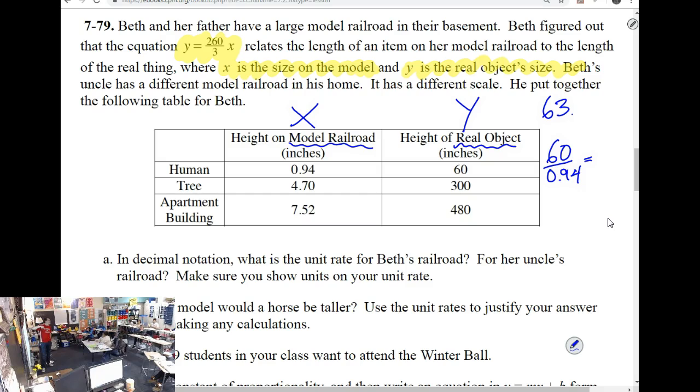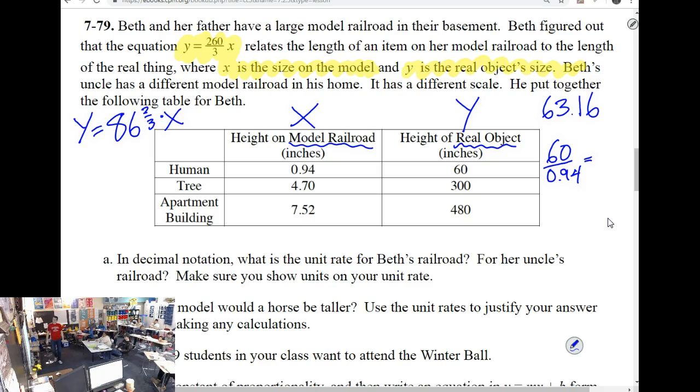63 point what? 1/6. Now wait, if we do the division of Beth's railroad, what's 260 divided by 3? 86 and 2/3. So why? Who can explain what those two different equations mean? Like, not saying y equals da da da, like real stuff, model stuff. Like, who can explain what in the world that tells me?